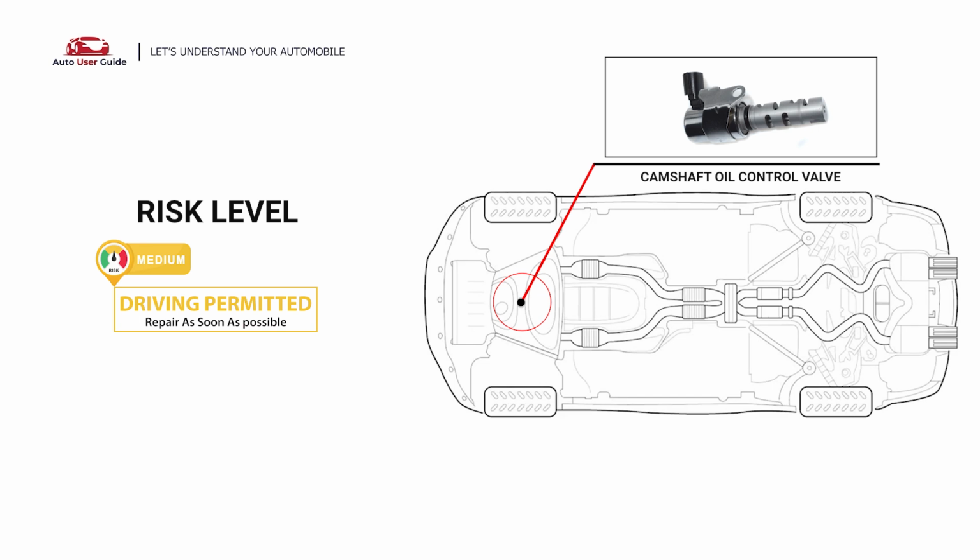This code is triggered when the engine's computer, the PCM, detects a voltage issue in the variable valve timing, VVT, system, affecting performance and fuel efficiency. Under this circumstance, short-distance driving is permitted, but your vehicle should be repaired as soon as possible.